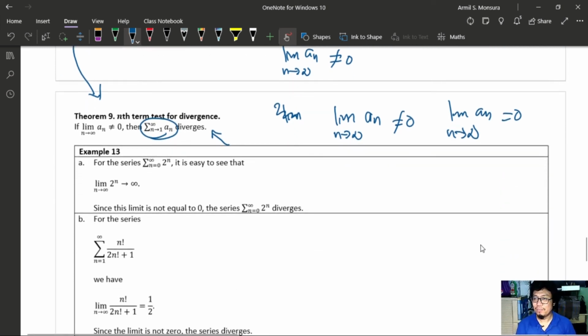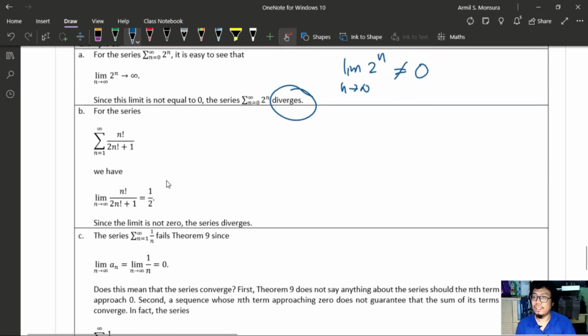So here, let's take a look at example 13a, in which we check if the limit of 2 raised to n, the nth term of your series, as n approaches infinity, is equal to 0. Which is clearly not, because 2 raised to n is increasing, so its nth term would not be 0, but rather a very large number. Therefore, by theorem 9, the series diverges.